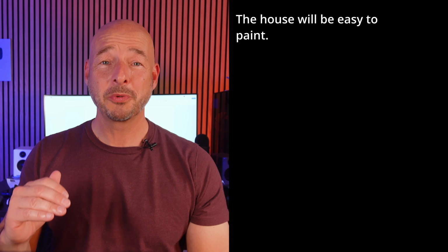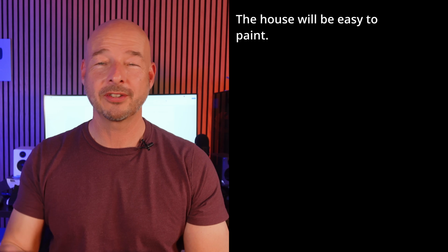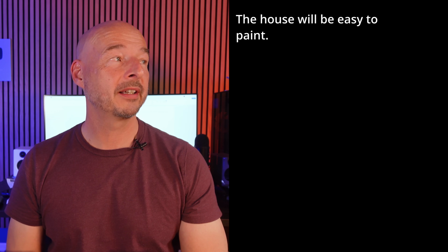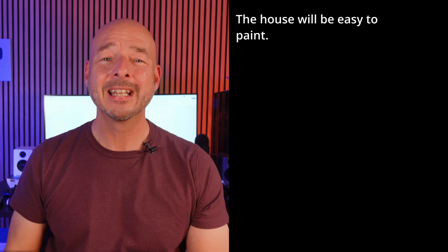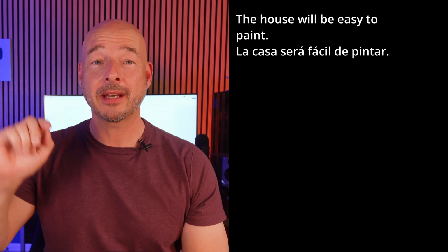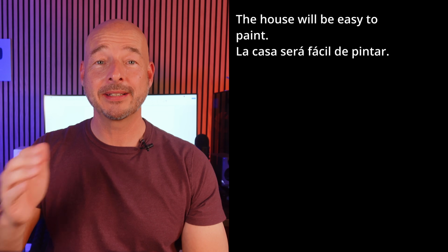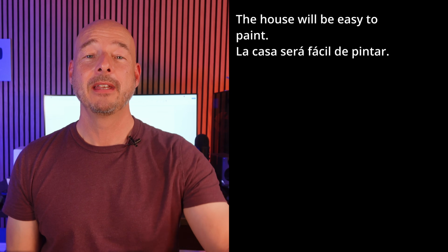Let's do an example before we head out. The house will be easy to paint. And with that one, I'm talking future tense. You go ahead and translate that one. Everybody likes a little exercise at the end. La casa será fácil de pintar. We have de pintar. Why? Because la casa is named. It is the subject of the sentence, right? It's not the object.